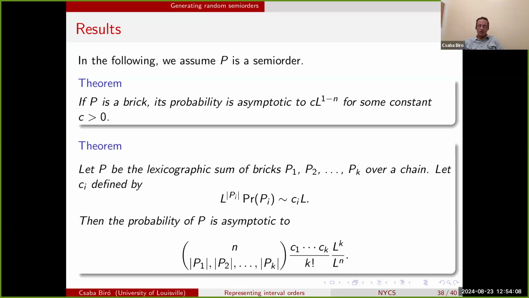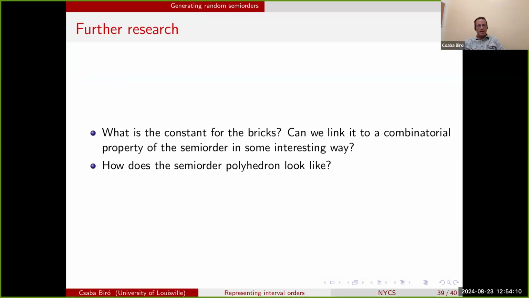This is also work in progress. The main question here is what is the constant for the bricks? Can we link it to a combinatorial property of the semi-order in some interesting way? We do have some partial results on this. So we already know for certain posets how to get that coefficient, and we have also some conjectures.